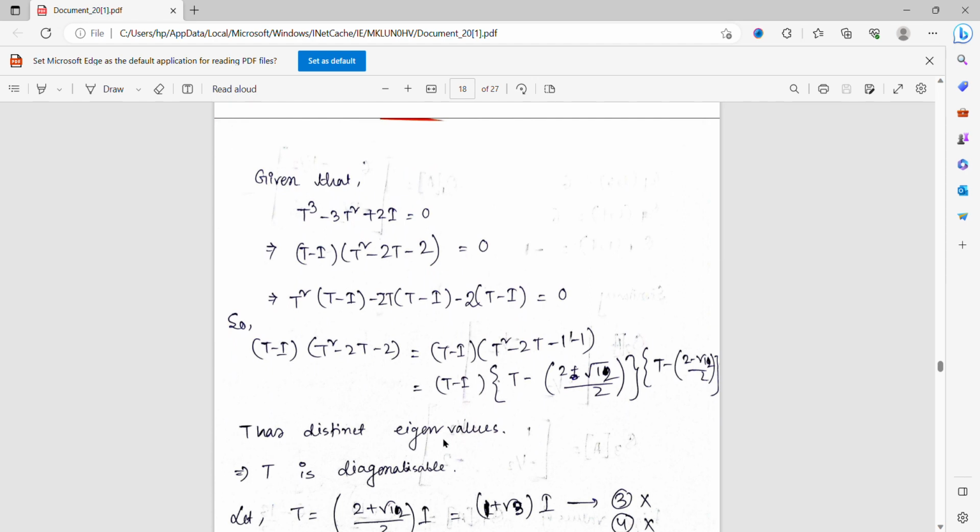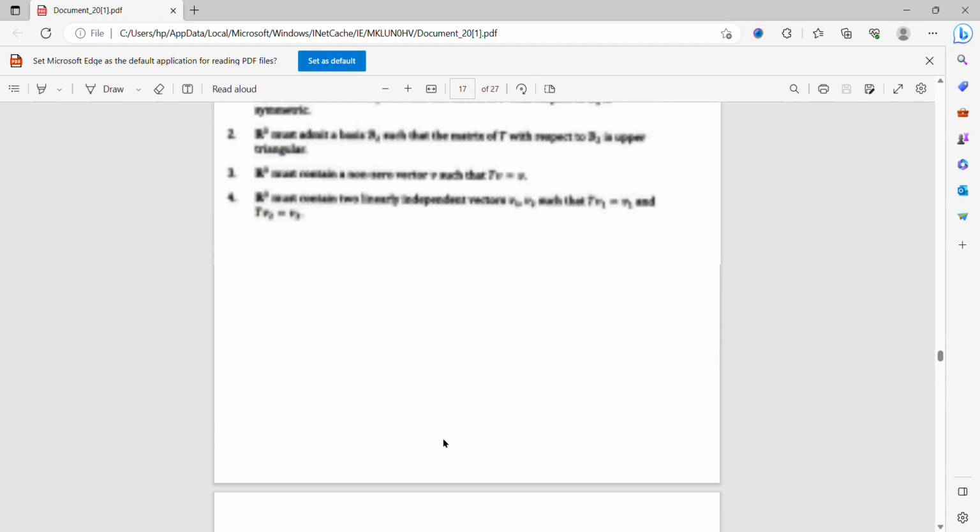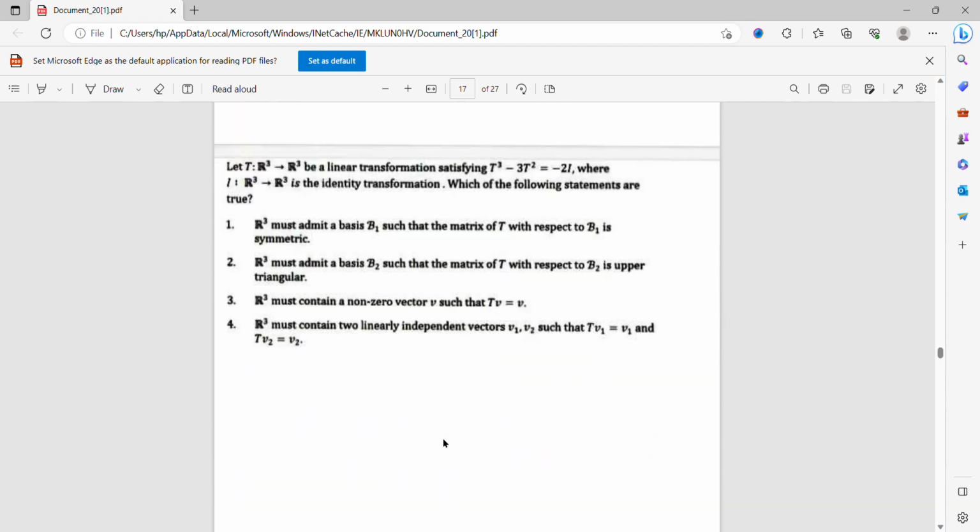that T has distinct eigenvalues. So since T has distinct eigenvalues, T is diagonalizable. So since T is diagonalizable, with respect to some basis, T is the diagonal matrix with the eigenvalues as diagonal entries, and we know that any diagonal matrix is symmetric, and also it is upper triangular. So both 1 and 2 are correct.